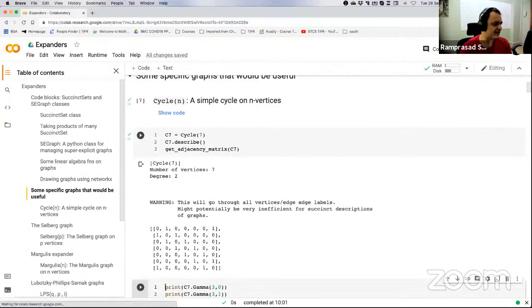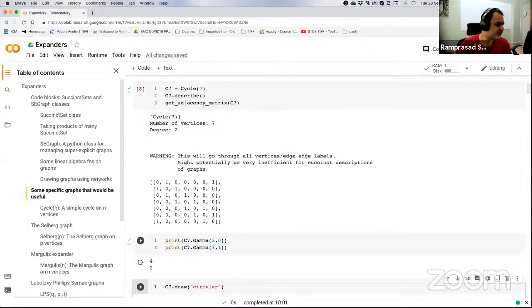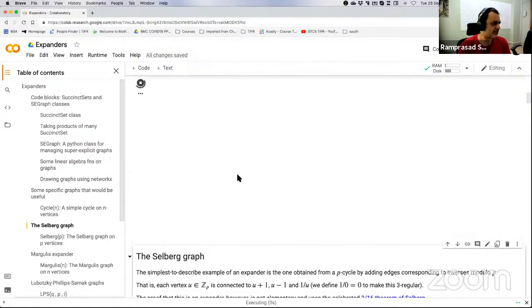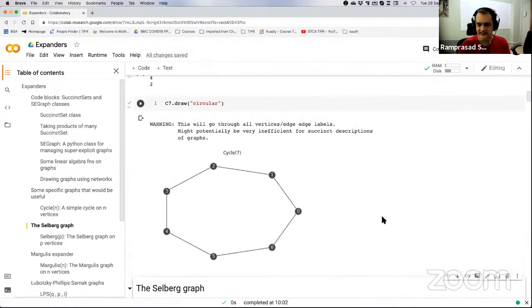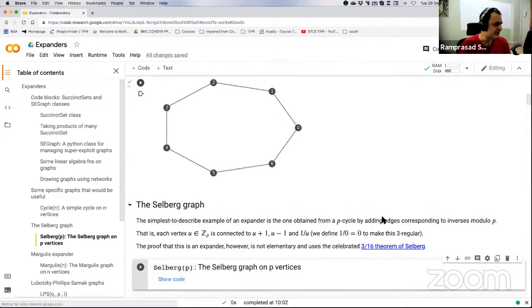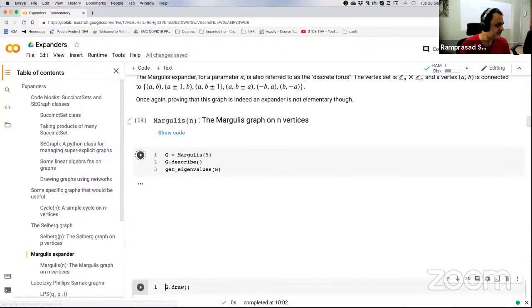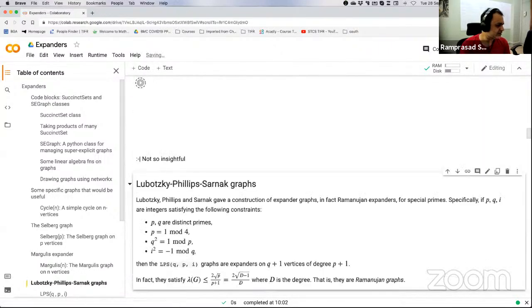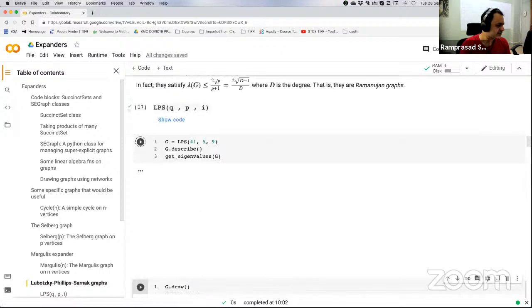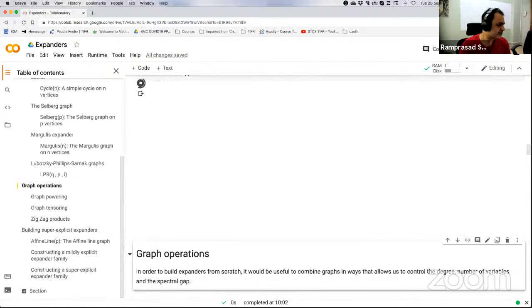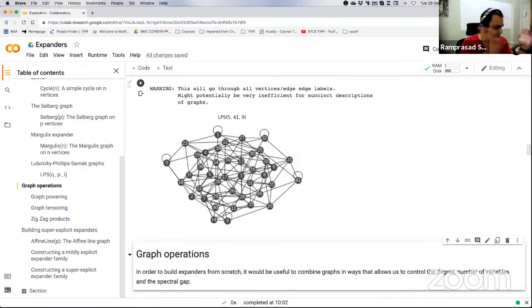So this is the 7-cycle I have written. It's saying that for vertex 3, the 0th neighbor is 4, so it's one above, and the 1st neighbor is one below, so it's 4 and 2. And if we draw it, we get the cycle like this. Similarly, there are these Selberg graphs, Margulis and so on, and these are LPS graphs. You can imagine an LPS graph, it looks quite tangled.